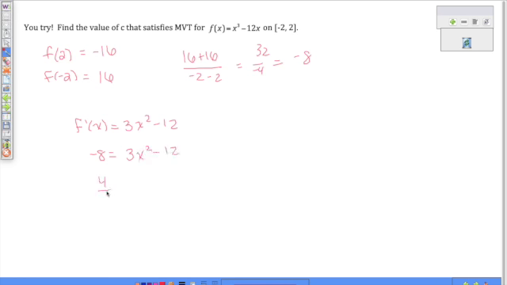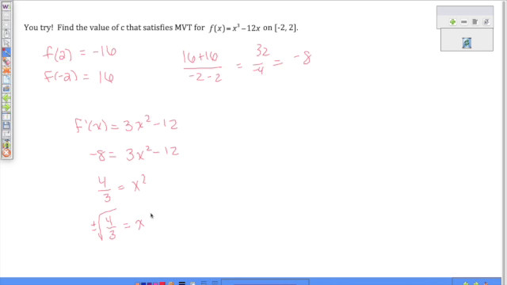So that's 4 over 3 equals x squared. Uh-oh, so it looks like we're going to get two answers here, and that is okay. And you guys know you do not need to simplify your answers. So there are 2 points, and I'll just make sure they're both on the interval. So it's plus or minus 2 over root 3. So yeah, those would both be on the interval.